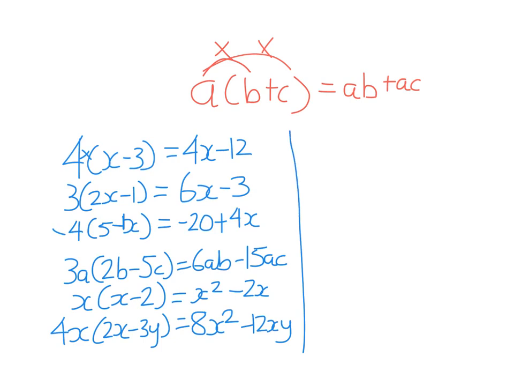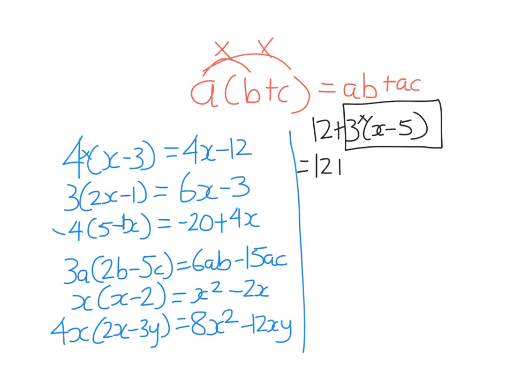So sometimes you'll be asked to expand and simplify. So for a question like this, we need to follow order of operations. Remember, this is a times. We do this first. We leave the 12 alone. Then we go 3 times x, 3 times negative 5. Now we simplify by collecting like terms. So we have 12 and negative 15 are like terms. 12 minus 15 is minus 3. And we leave the 3x alone because it has no like terms. And that is the final answer.